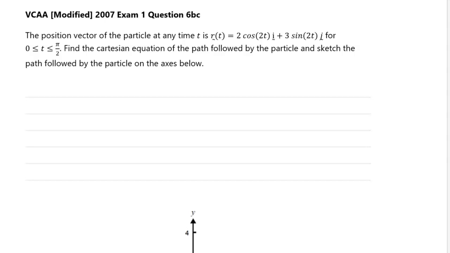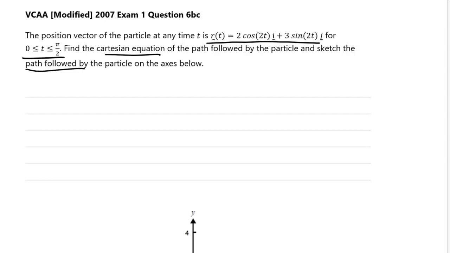We've got the position vector of a particle at any time t is given by this. This is just 2 dimensions. And we're told t is in between 0 and pi on 2 inclusive. We want to find the Cartesian equation for the path followed by the particle and sketch the path followed by the particle on the axes below.